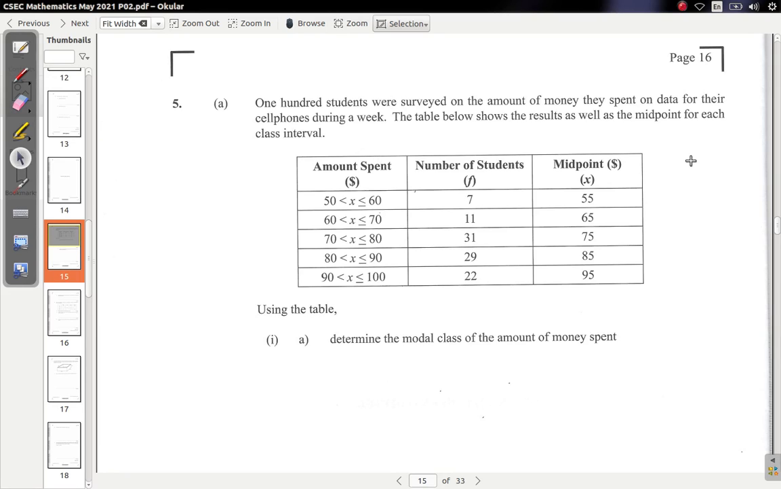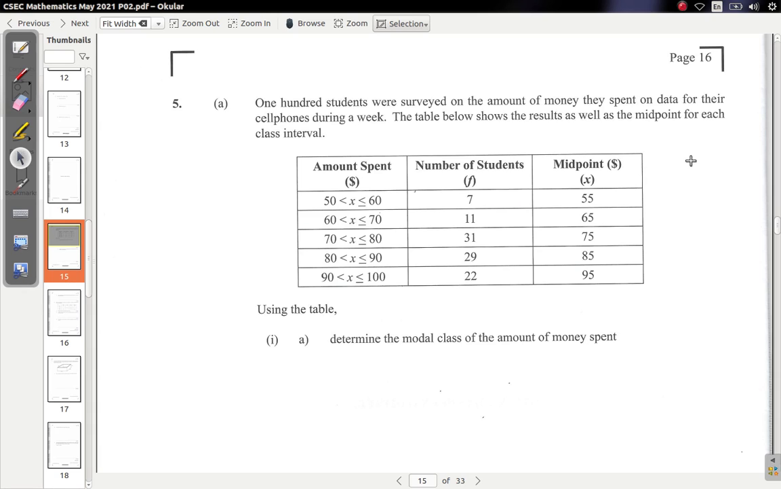Question 5 on the CSEC Maths May 2021 paper. One must make sure you understand the maths and not just follow steps. You can't do maths with just steps. You have to understand it, the reason why you do what you're supposed to do. You see? Now we reach question 5.